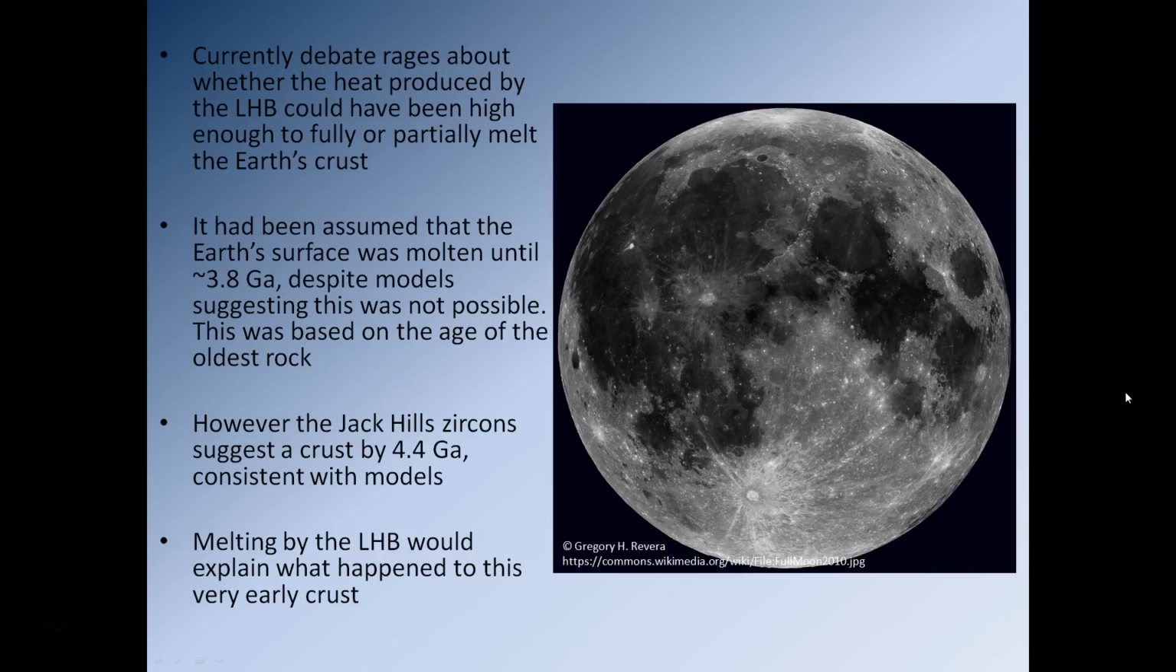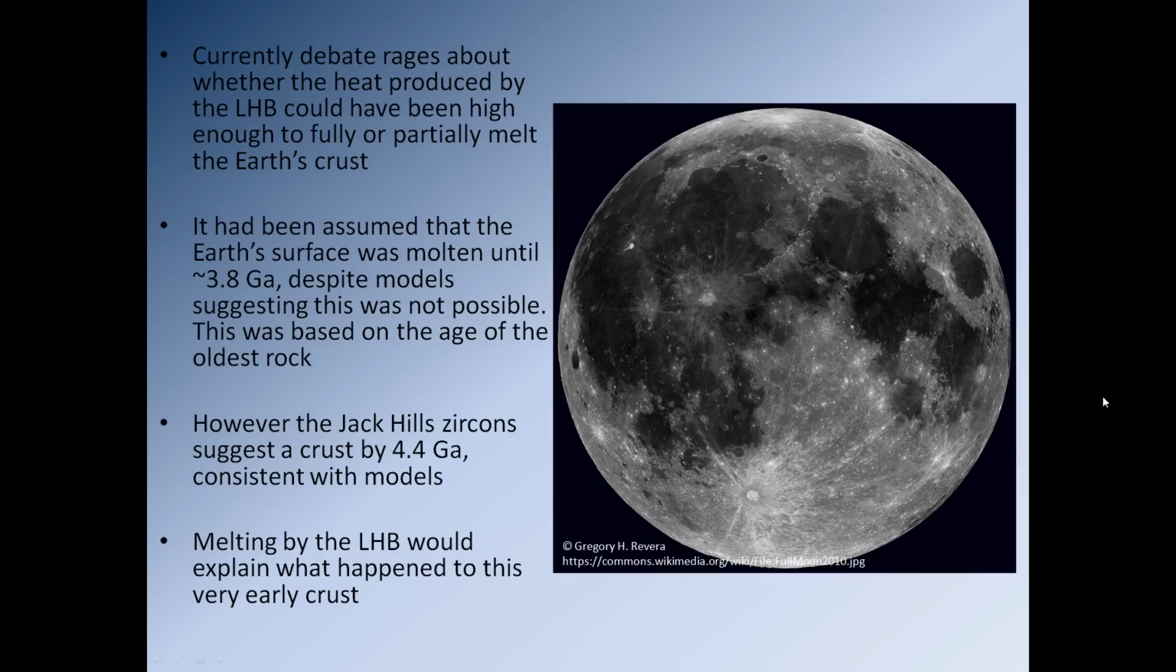Currently debate rages about whether the heat produced by this Late Heavy Bombardment could have been high enough to fully or partially melt the Earth's crust. You have to remember, the Earth's crust was being absolutely pummeled during this period. Just think of a nuclear explosion. I'm sure we've all seen film of a nuclear bomb going off. That's a pretty powerful explosion. When a very, very large meteorite or a very, very large comet hit the Earth, a nuclear explosion would be nothing compared to that kind of impact and the amount of energy released.